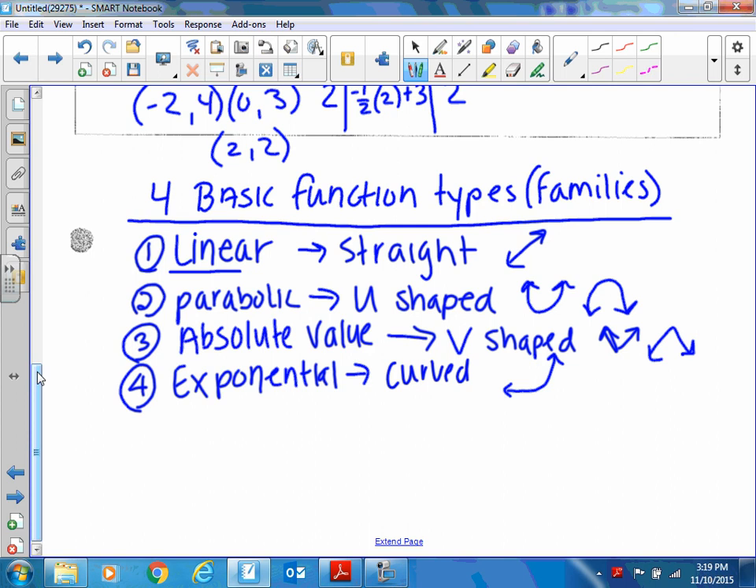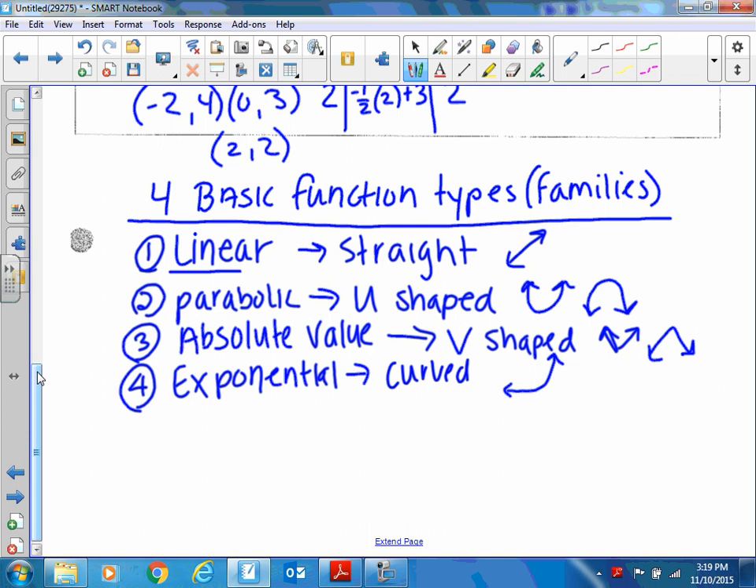Okay, so these are your 4 basic types of function families or function types that we will be doing this year. We're going to do a lot with linear, a decent amount with parabolic, and then absolute value and exponential. We just mostly have to know what the basic shape is.